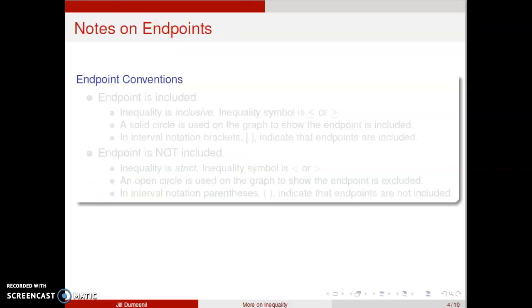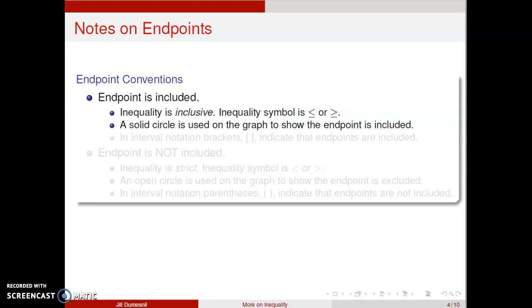Let's now review and emphasize some practices about how the endpoints are handled in inequalities. There are two main cases. The first case is when an endpoint is included. In this case, we say the inequality is inclusive and use either less than or equal to or greater than or equal to. When an endpoint is included, a solid circle is used on the graph. In interval notation, we use square brackets to indicate that an endpoint is included.